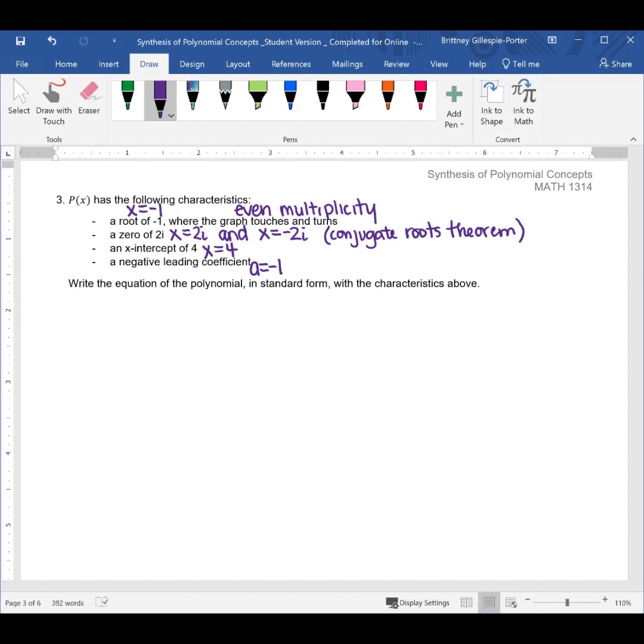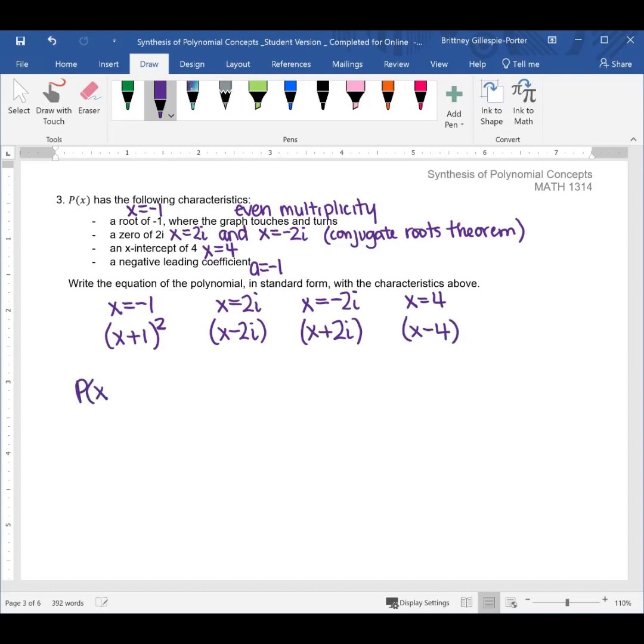So let's start putting this all together. x equal to -1 gives us a factor of x plus 1, and it has even multiplicity, so it is going to be squared. We have x equal to 2i, which means its factor is x minus 2i. By the conjugate roots theorem, x equal to -2i gives us x plus 2i. And x equal to 4 means its factor is x minus 4.